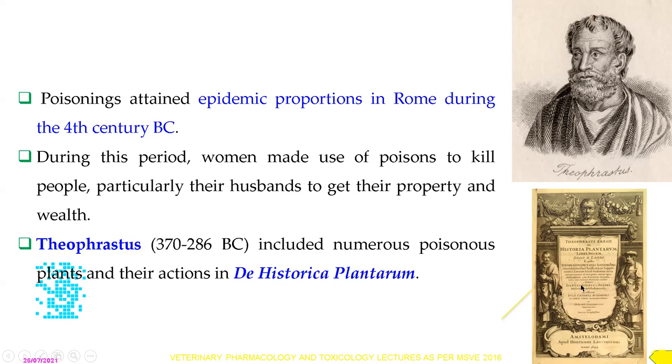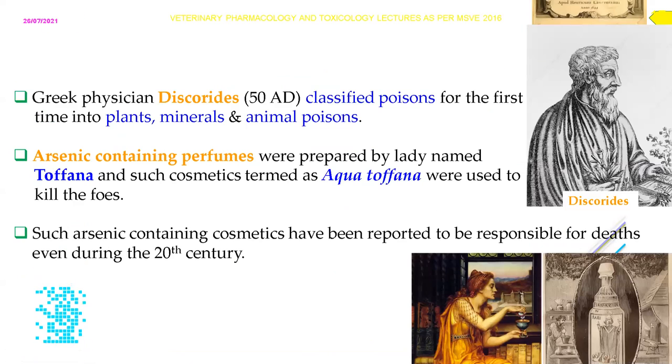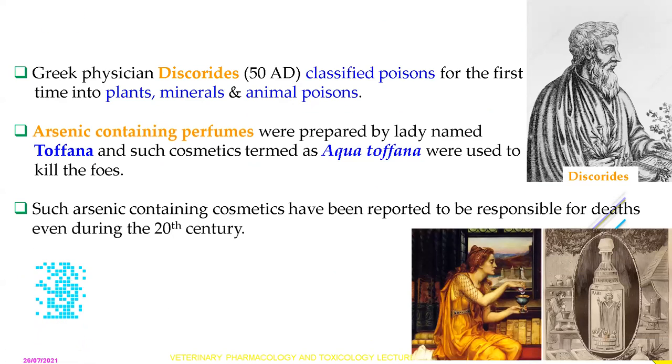So if you go to the monument of Theophrastus, this is written there. The Greek physician Dioscorides, in 50 AD, meaning 50 years after the death of Christ, classified poisons for the first time into plant, mineral, and animal poisons. Of course, nowadays it is very well classified. As on date, we do not know what about the future.